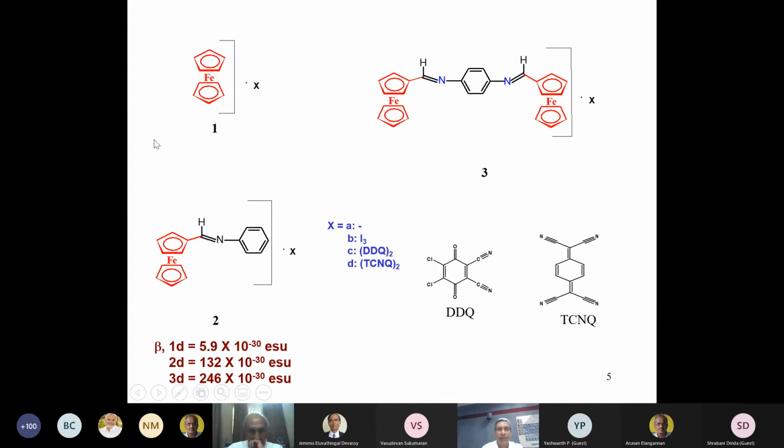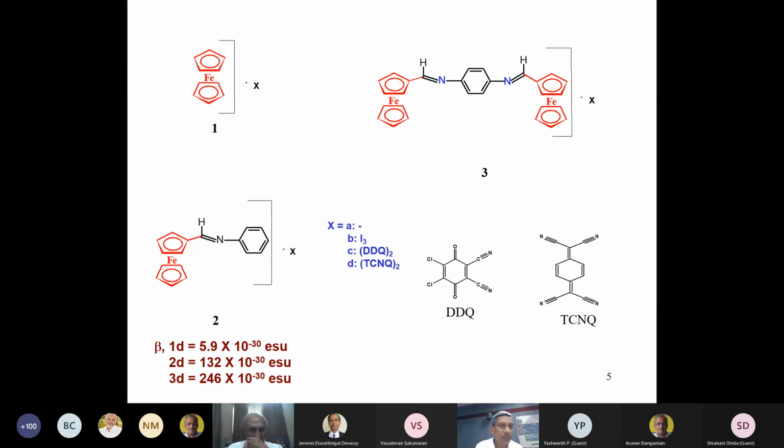For example, if you combine one with this TCNQ, then you can get a beta value of, let's say, 6 in this unit. This unit, which I'll not show every time, is always 10 to the minus 30 esu. Then, for example, the 2D has 132 and the 3D has 246. So as you increase the lengths of these molecules, and also use the Schiff base linkage to couple this organic part, this is a kind of donor-acceptor-donor structure, or a donor-acceptor structure.